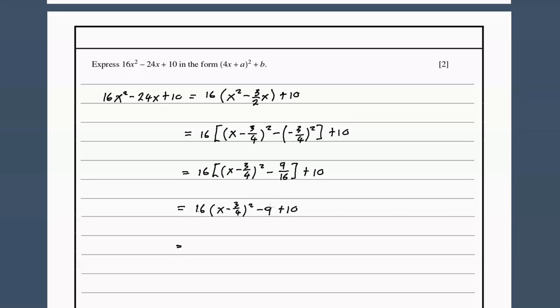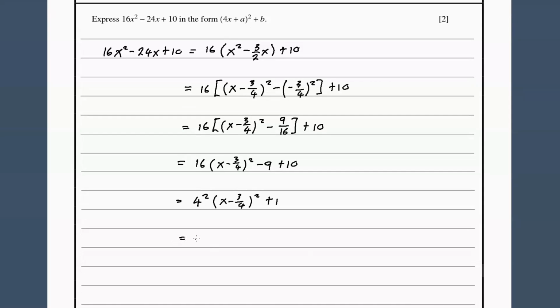Now I'm going to express 16 as a square, so it's like 4 squared of x minus 3 over 4 squared, and minus 9 plus 10 is 1, so it's plus 1 right here. All right, and we're going to say this is the same as 4 of x minus 3/4 close bracket, but everything is squared, and it's plus 1. Now we're multiplying 4 into the bracket, so it will simply be 4x, and 4 times minus 3/4 is minus 3, close bracket squared, and it's plus 1.